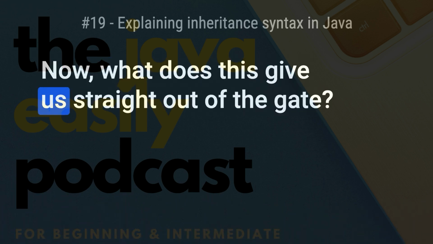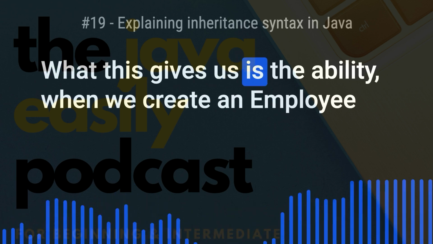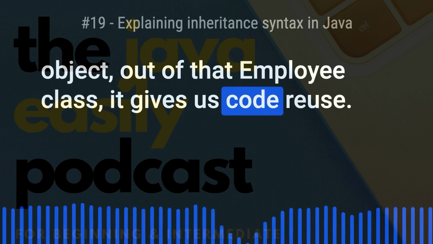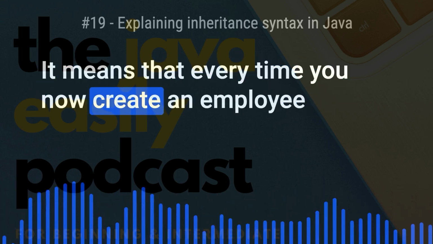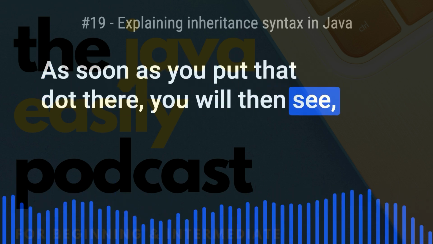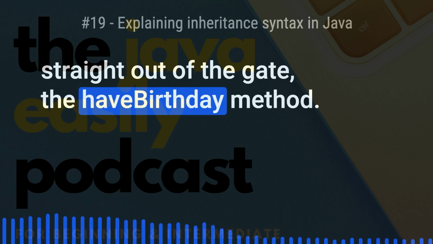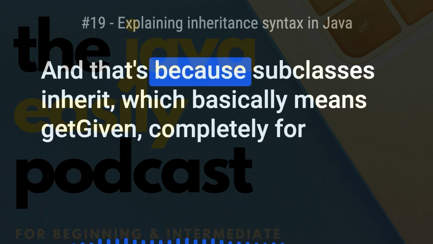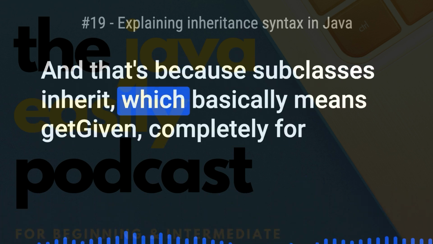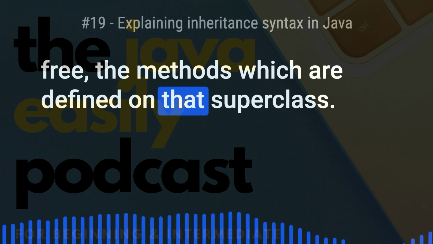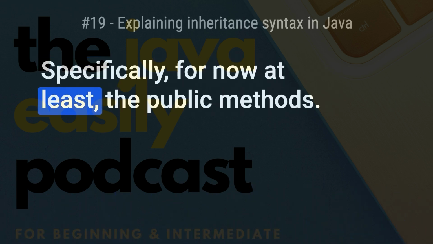Now, what does this give us straight out of the gate? What this gives us is the ability, when we create an employee object out of that employee class, to get code reuse. It means that every time you now create an employee object, when you reference that object, like myEmployee dot, as soon as you put that dot there, you will then see, straight out of the gate, the haveBirthday method, assuming the person superclass has this public method, haveBirthday. And that's because subclasses inherit, which basically means get given completely for free, the methods which are defined on that superclass. Specifically, for now at least, the public methods.